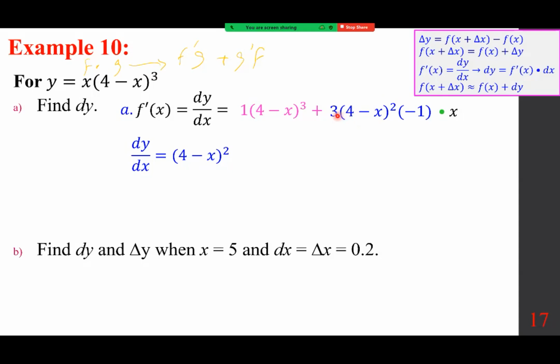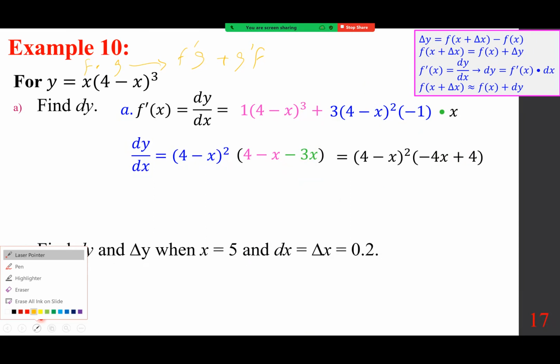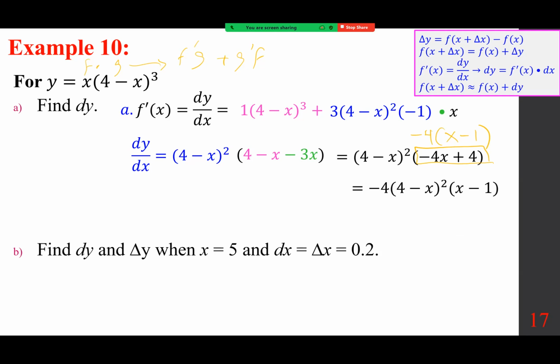From here, this is gone. We have 3, negative 1, and x. Their product is minus 3x. So the first piece gives us 4 minus x. The second one gives us minus 3x. The combination of these two is negative 4x. Now, we can take the negative 4 out from here. We put the negative 4 in front. And this is f prime of x, or dy dx.